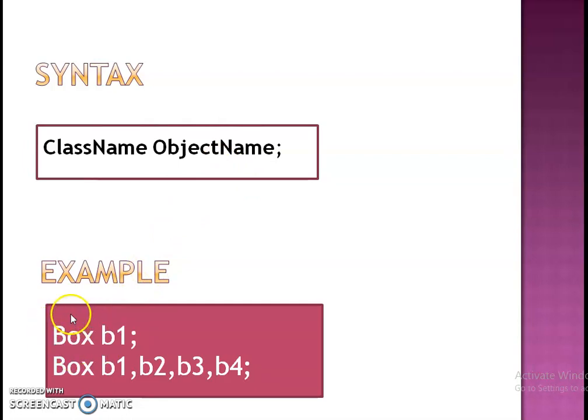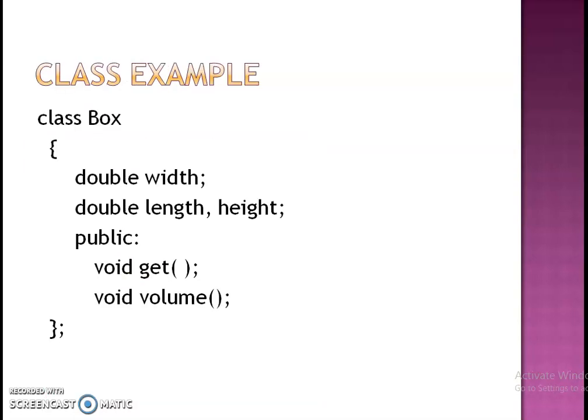Box is my class. I'm going to create a single object for my Box class, and also show how we can declare more than one variable in a single line. Likewise, we can create more than one object in a single line. That's why, in the second line, I have created 4 objects for the Box class.